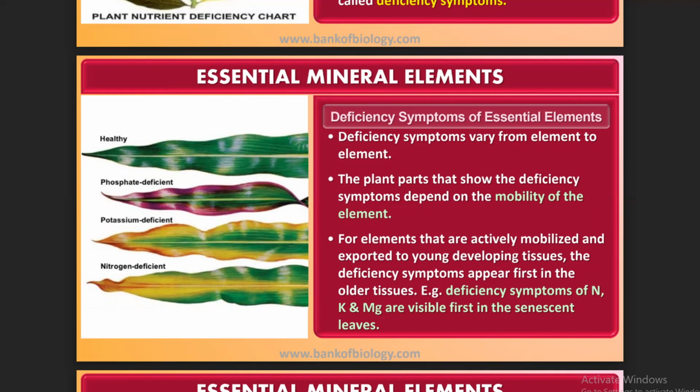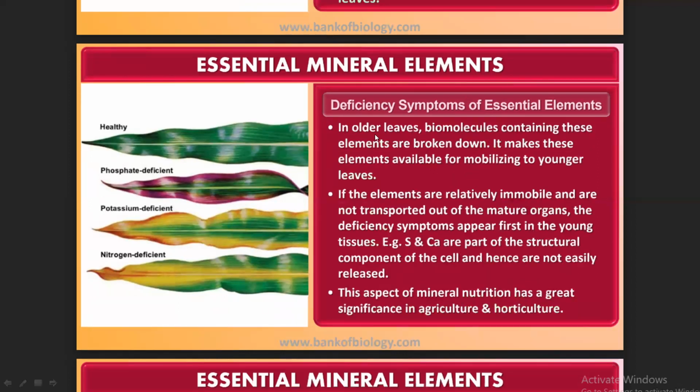Example, deficiency symptoms of nitrogen, potassium and magnesium are visible first in the senescent leaf. Leaf is the first part which will show you the deficiency symptom, because the color of the leaf will change. So in older leaves, biomolecules containing these elements are broken down. It makes these elements available for mobilizing to younger leaves.